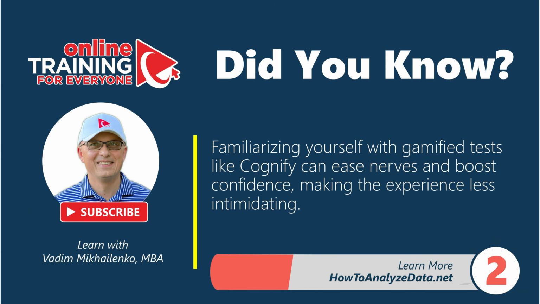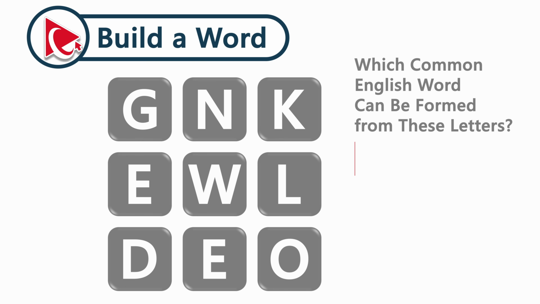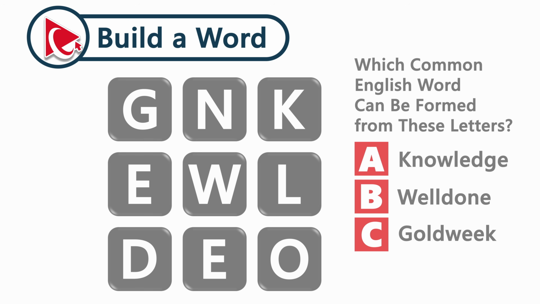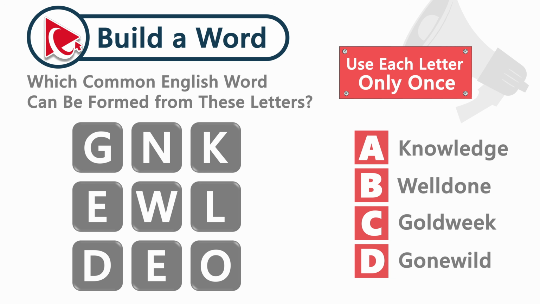In this question, you're presented with 9 letters, and you need to build a commonly used English word. The letters are G, N, K, E, W, L, D, E, O. And your choices for the answers are choice A, knowledge, choice B, well done, choice C, gold week, and choice D, gone wild. Here are 2 important rules for you to keep in mind. Number 1, you can only use each letter once. And number 2, you have about 10 seconds to form the word. Ready? Let's get started.